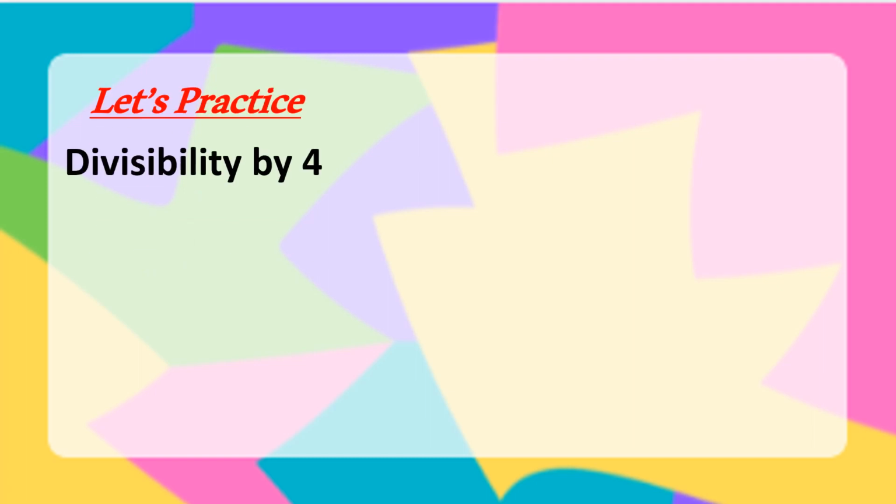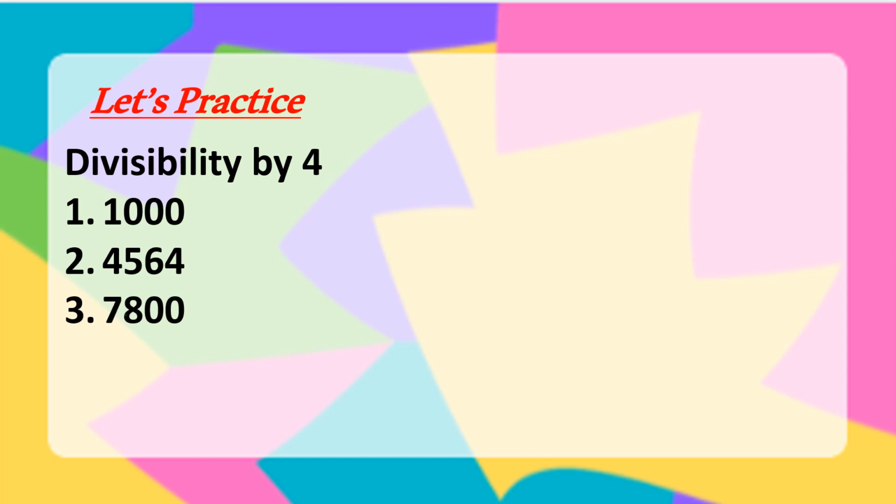Okay, so let's practice now the divisibility by 4. So I have here 5 given numbers, which is 1,000. Number 2 is 4,564. Another is 7,800. 1,224. And last given number is 9,016. Let's see if these are divisible by 4.